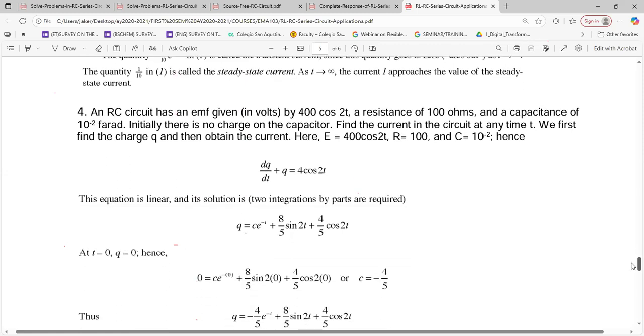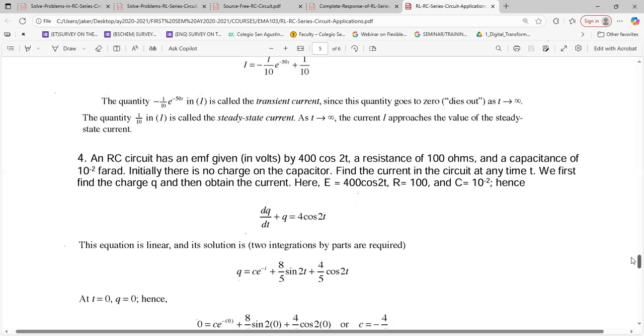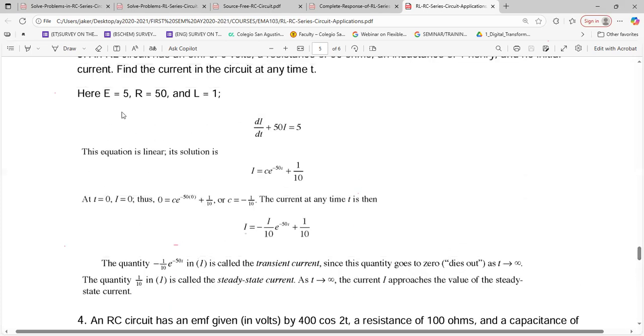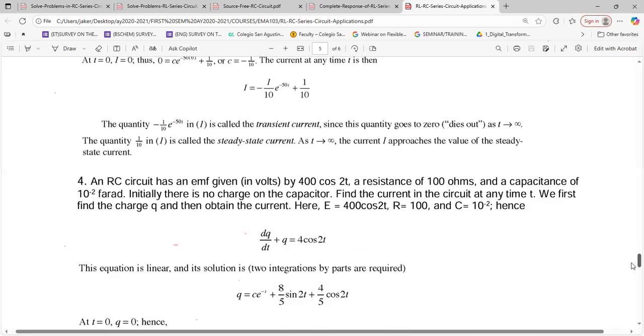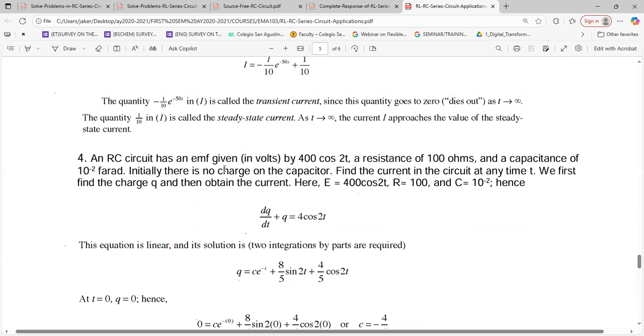So, the last sample problem here is for an RC circuit which has an EMF in terms of time. The third example has an EMF which is constant, 5 volts. But this time, your RC circuit has a time-dependent EMF.